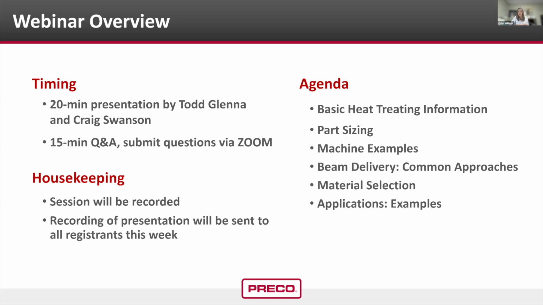The agenda: we will go over the basic heat treating information, part sizing, machine examples, common approaches for beam delivery, material selection, and application examples.